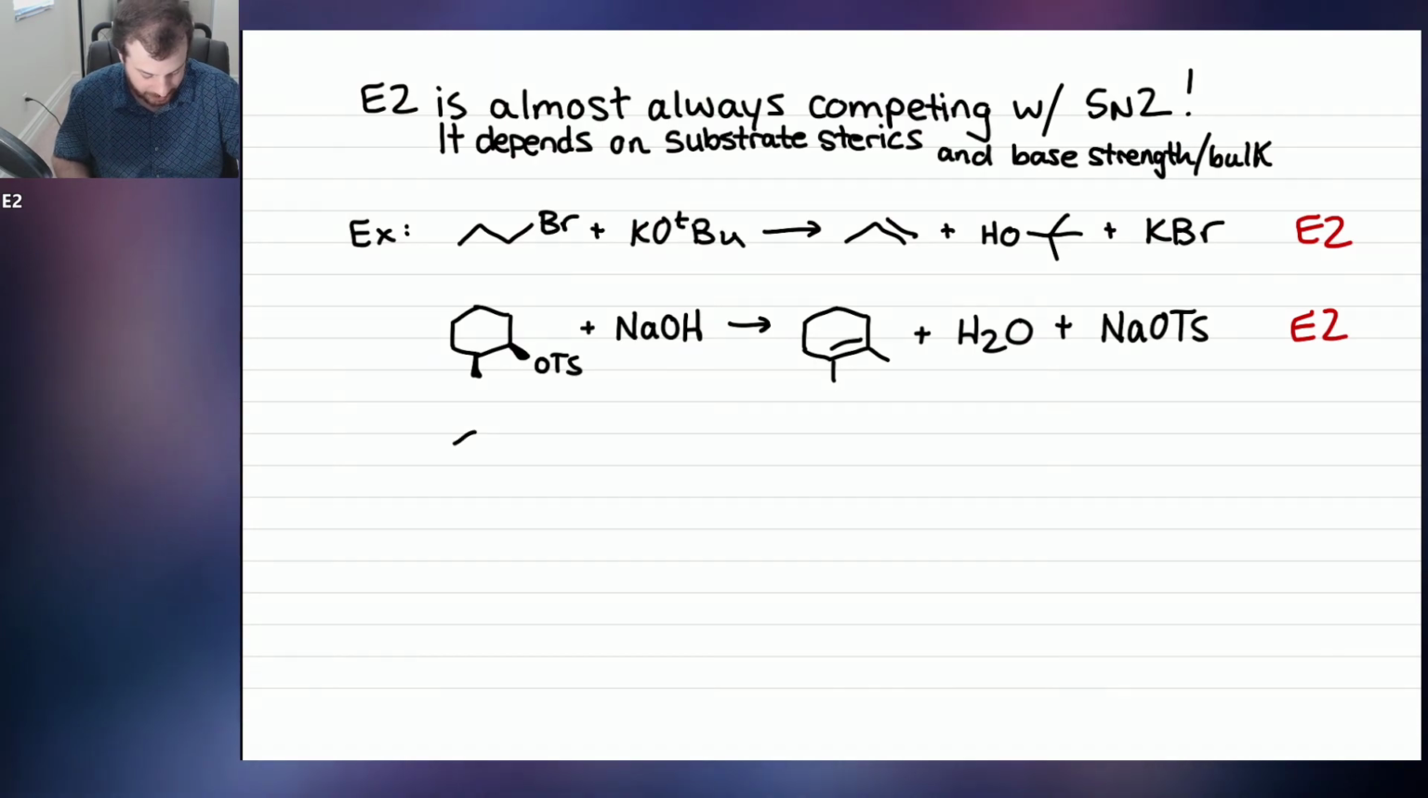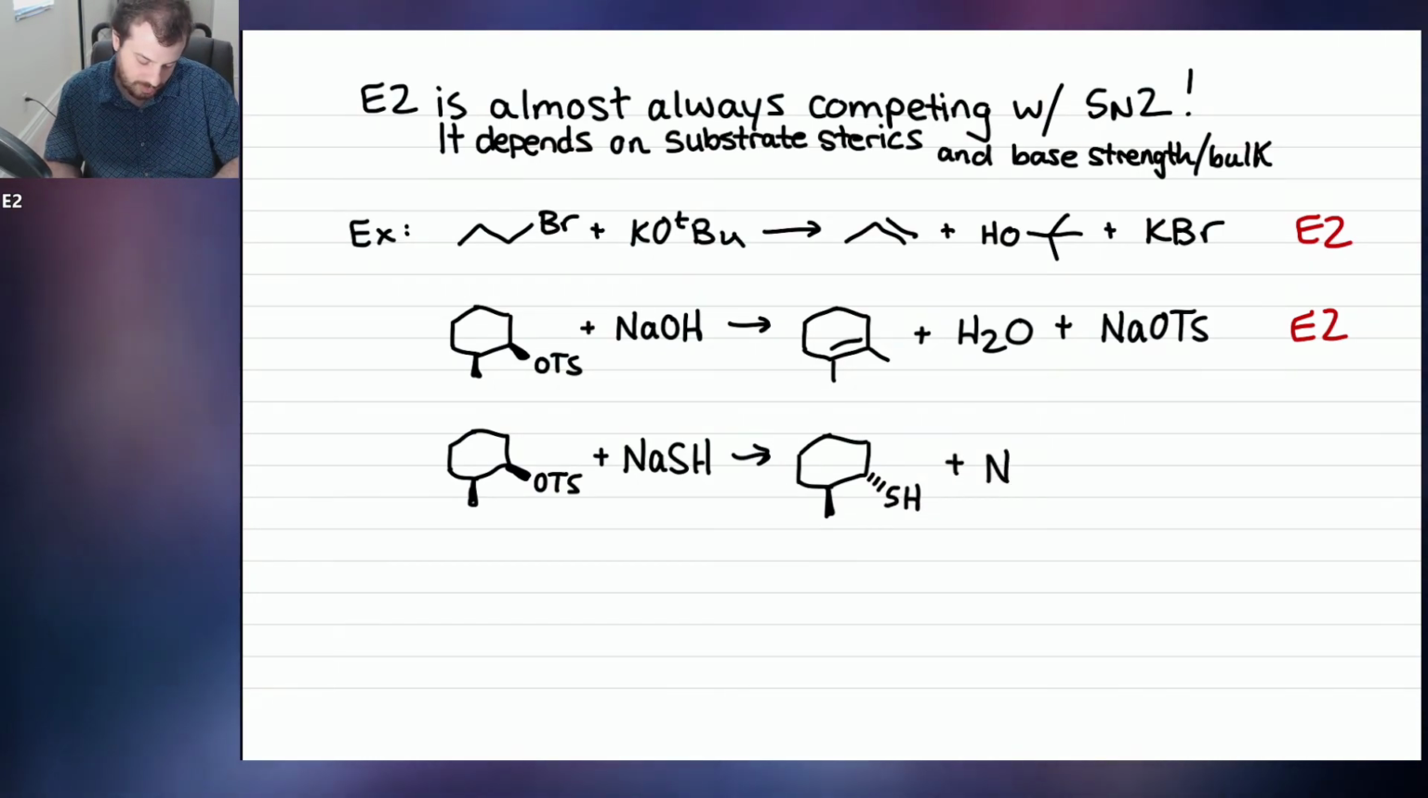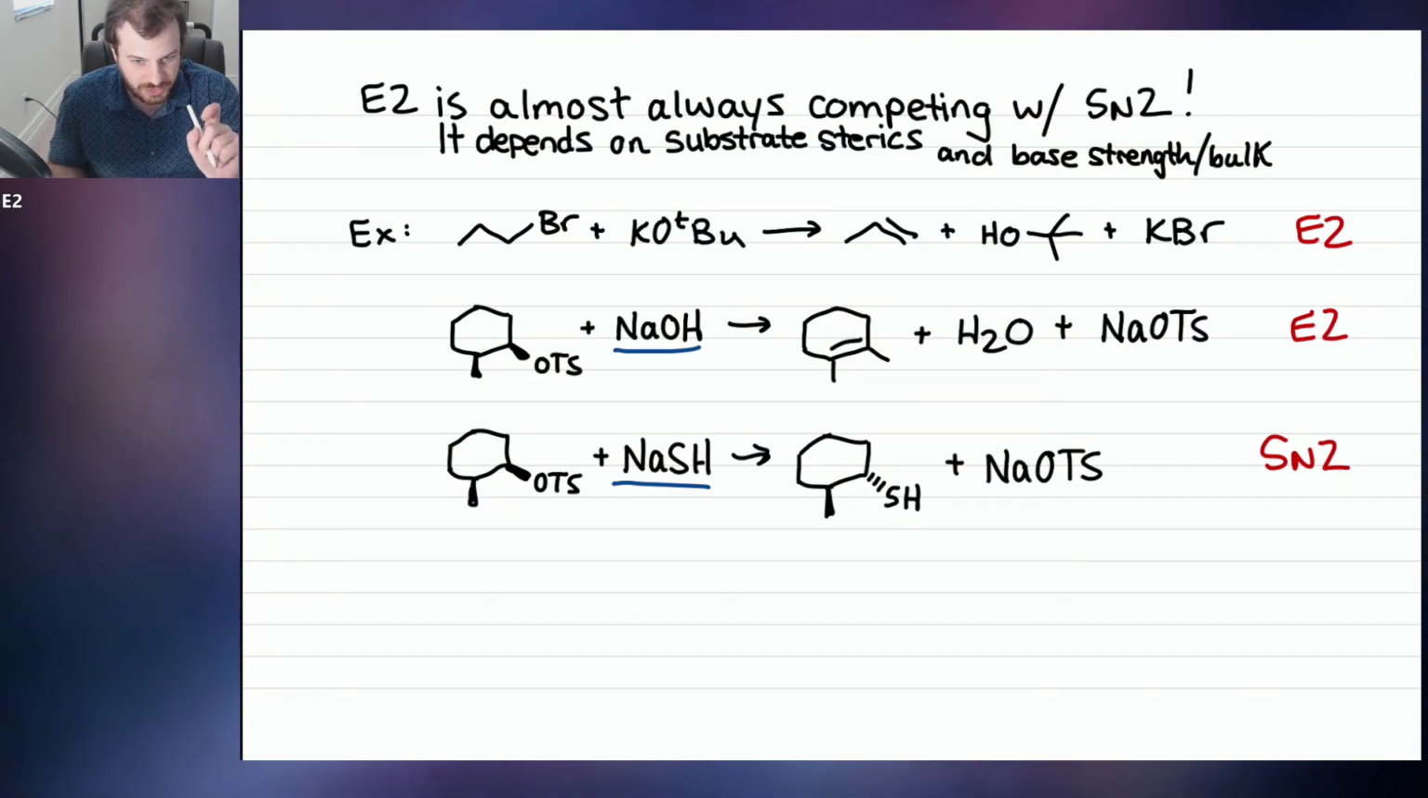All right, let's take a look at another example. If we take this starting material, the exact same starting material, and instead of treating with NaOH, we treat it with NaSH, suddenly SN2 becomes preferred. And the product is SN2. Remember that inversion occurs at the leaving group. So if you look at this, the only difference between example 2 and example 3 is the nucleophile. NaOH versus NaSH. Just replacing one atom, oxygen to sulfur, suddenly flips our preferred product from E2 to SN2.